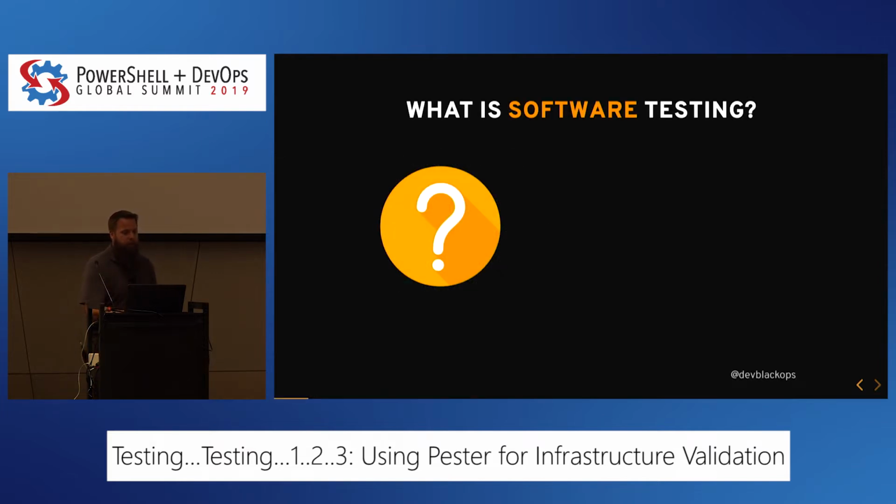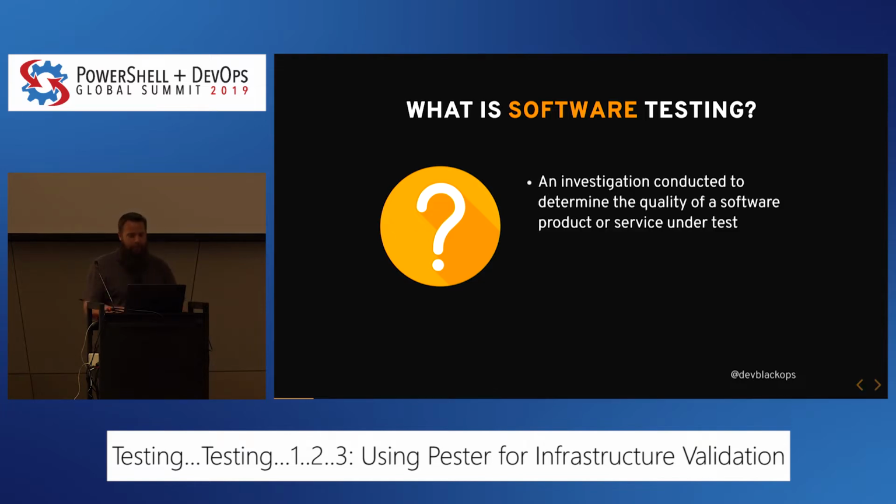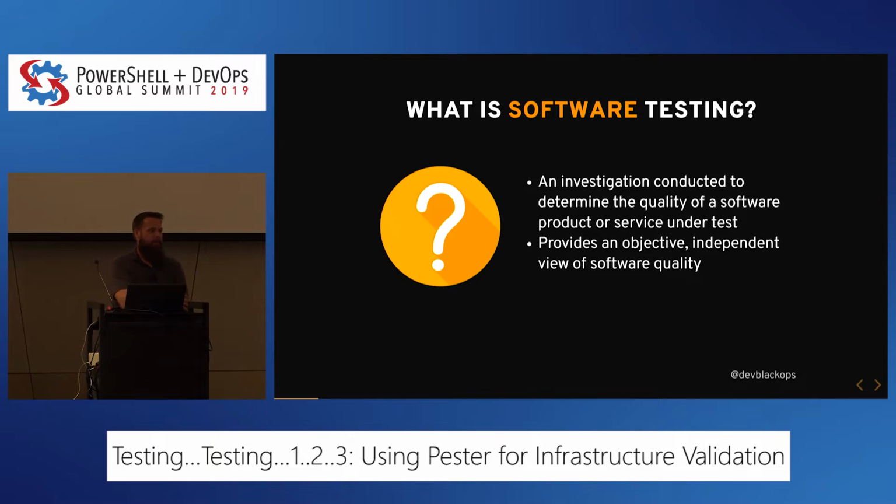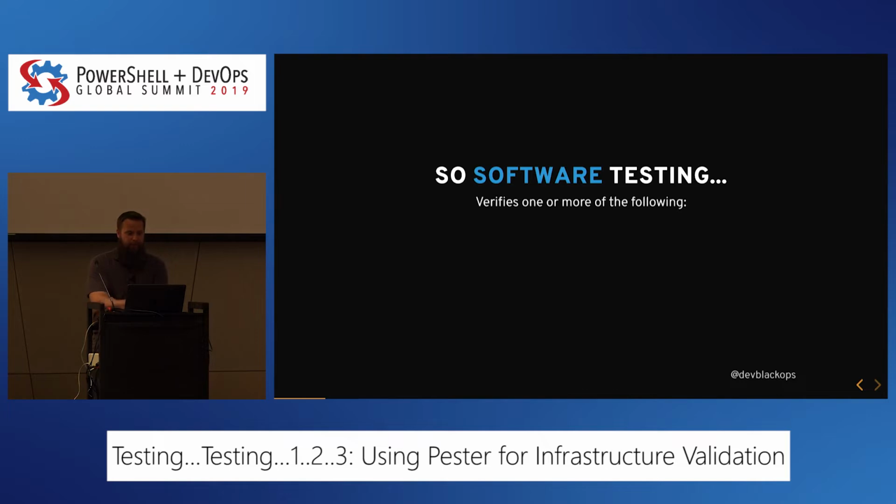Let's talk about what is software testing in like 3 or 4 bullet points, which I will probably murder. Just to provide context so we can talk about infrastructure testing later. So software testing at a high level is an investigation conducted to determine the quality of a software product or service under test. It provides an objective, independent view of the quality of software, and it verifies that the software is fit for use. So that's software testing 101.